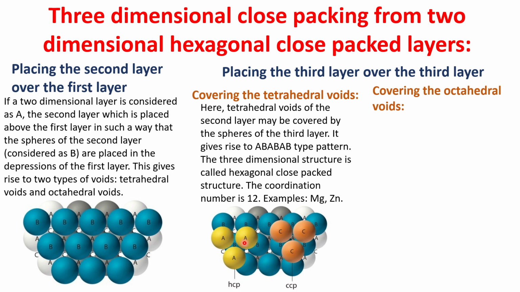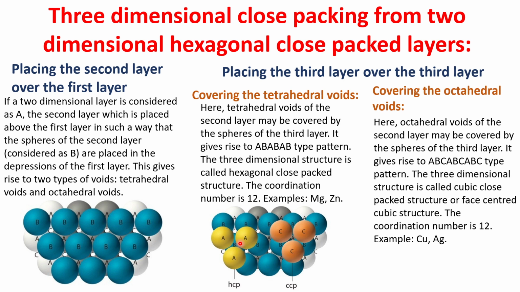That means the pattern is AB type pattern, and the three-dimensional structure is called a hexagonal close packing structure. The coordination number here will be 12, and some examples of this are manganese and zinc. These metals form these kinds of patterns.